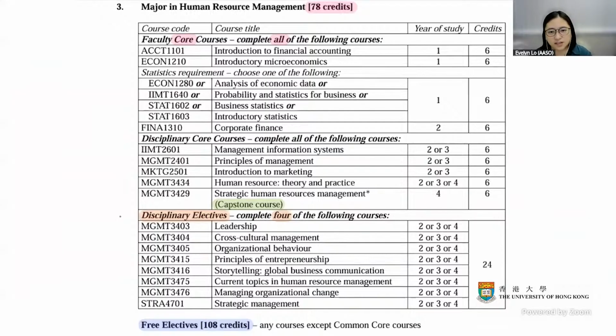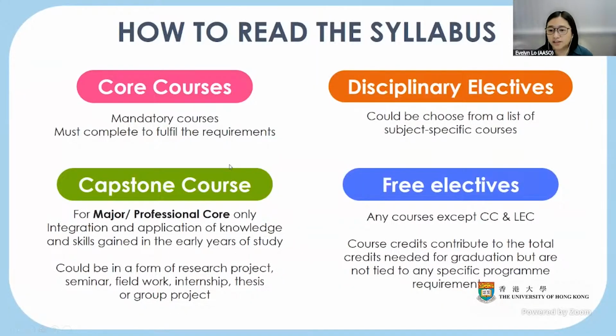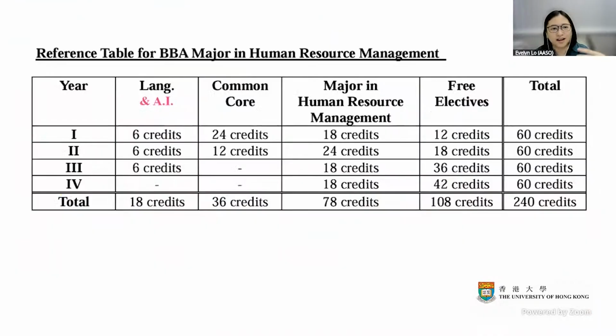And there are the free electives. What are the free electives? They are any courses except for CC and the language enhancement courses. So you can take courses from other faculties outside of your own if you have the capacity. Instead of a requirement, free electives are more like the leftover credits from subtracting your major requirements from the 240.